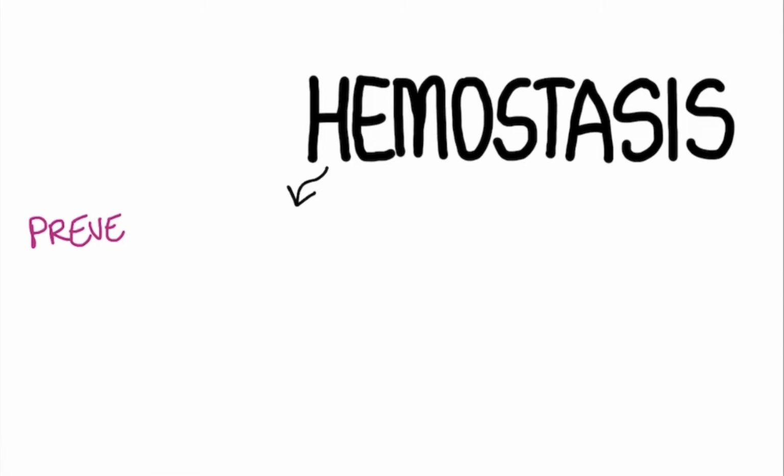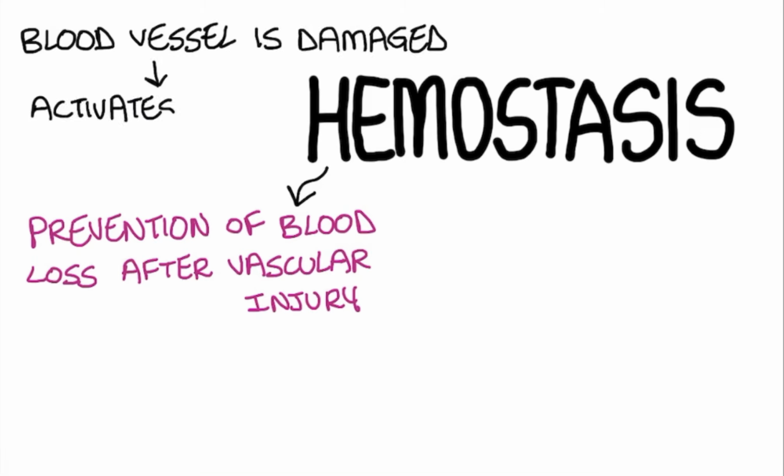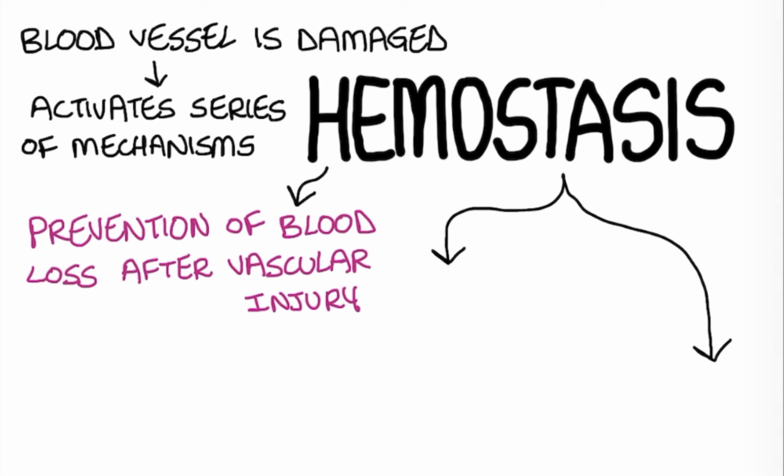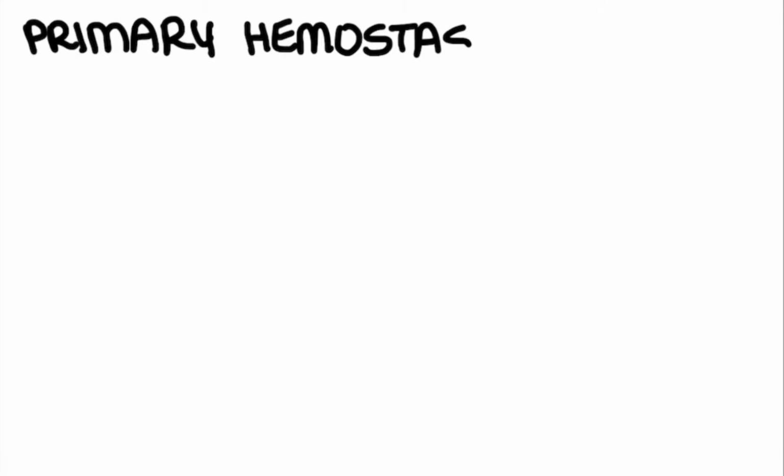Hemostasis. It is the prevention of blood loss after vascular injury. Whenever a blood vessel is damaged, the body activates a series of mechanisms to stop bleeding. Hemostasis occurs by two major steps: primary hemostasis and secondary hemostasis. Let us look into each of these in detail, starting with primary hemostasis.